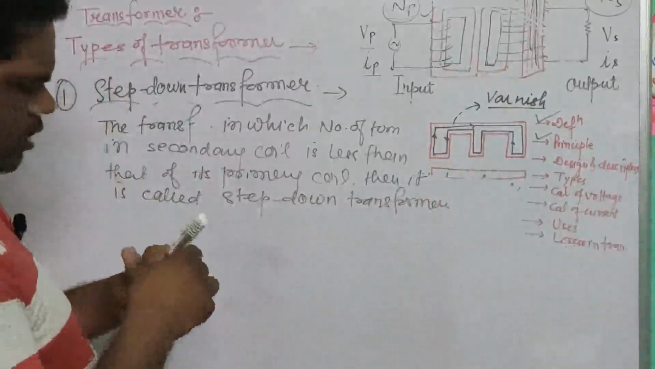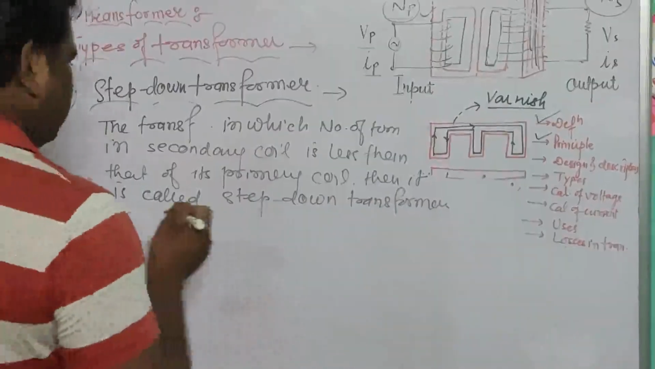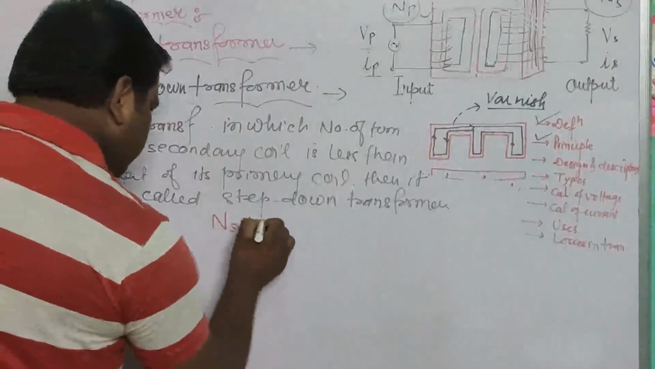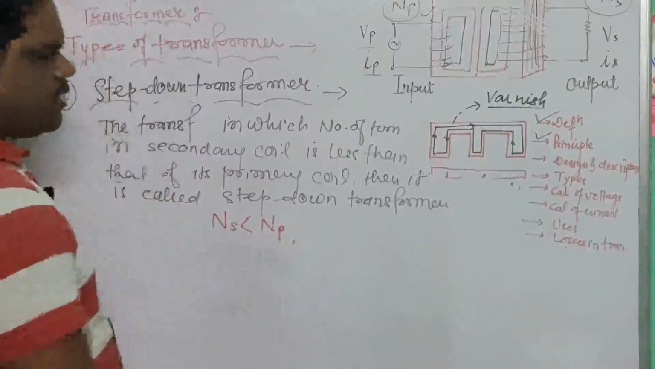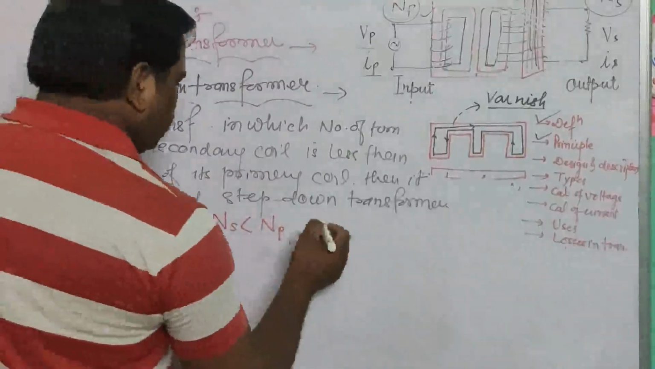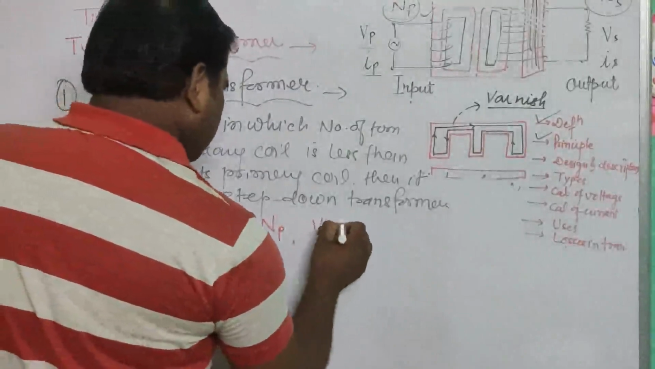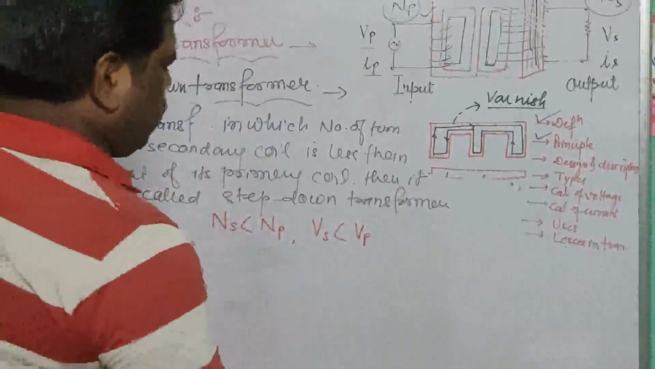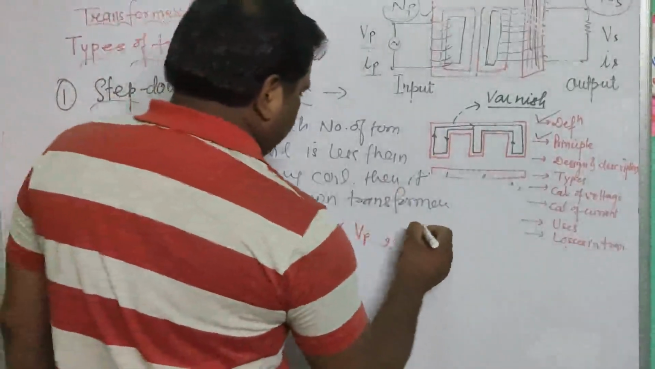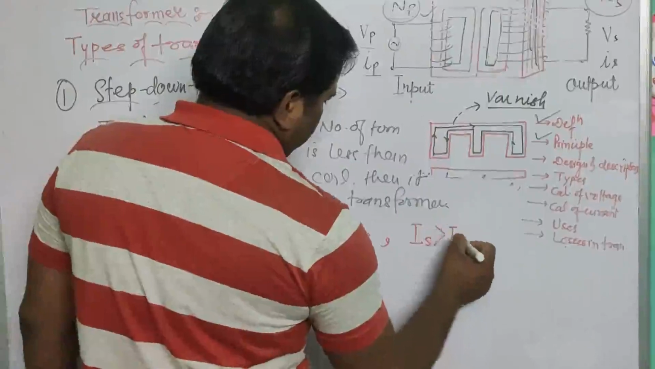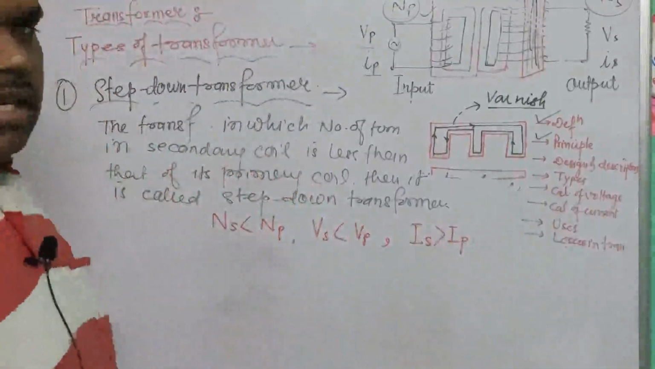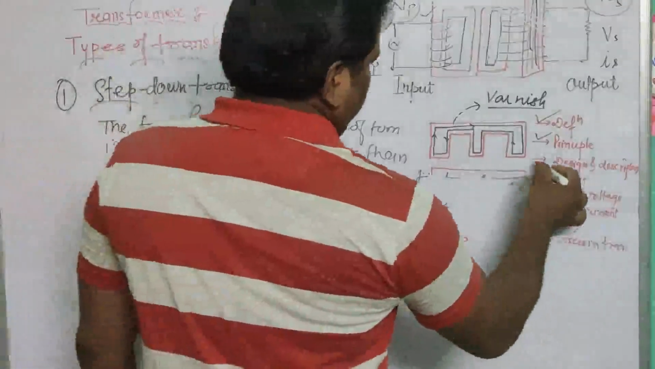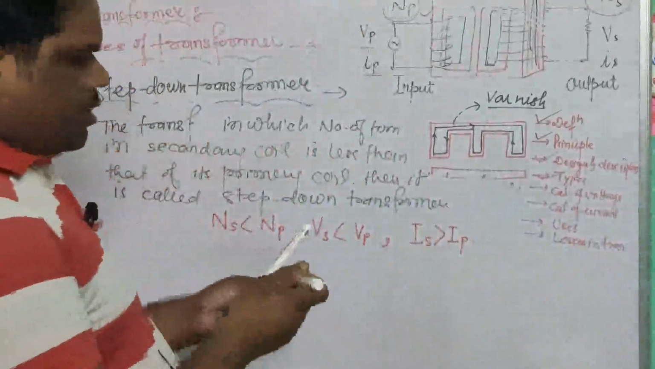We can write in symbolic form. In case of step down transformer, number of turns in secondary coil will be less than number of turns in primary coil. So what will happen to the voltage? Voltage across secondary coil will also be less than voltage across primary coil, but current across secondary coil is here greater than current across primary coil. So this is how we can explain about the types of transformer.